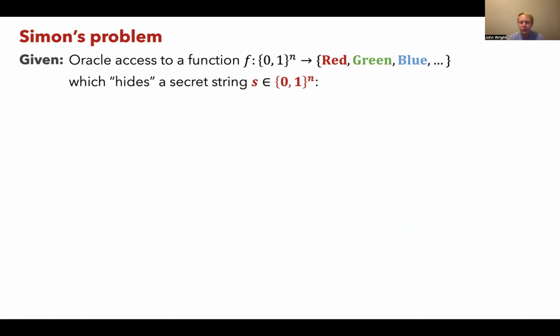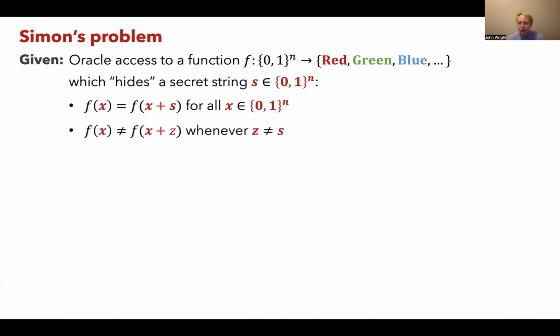In Simon's problem, you're given oracle access to a function f. This function maps the n-bit strings into a set of, say, colors: red, green, blue, and so on. And this function has a property that hides a secret string s in 0,1 to the n. What does it mean that it hides a secret string s? Well, if I take f of x and f of x plus s, so I take x and shift it over by s, f is going to assign the same color to both of those points for every possible x.